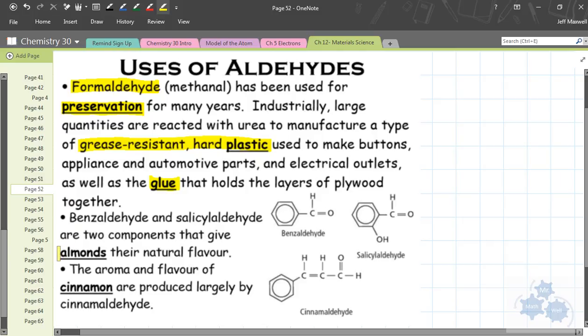The flavor of almonds, okay, is due to a couple of aldehydes called benzaldehyde and salicylaldehyde. And so you don't have to memorize the names if you don't want to. You can just say almond flavoring is due to aldehydes. And also the aroma and flavor of cinnamon is largely due to, and this is an easy one to remember if you want to remember this one, cinnamaldehyde.